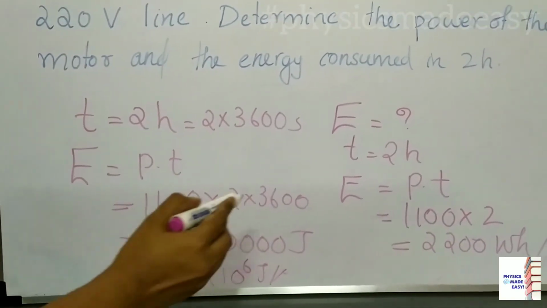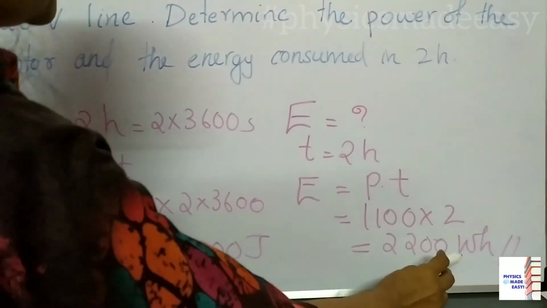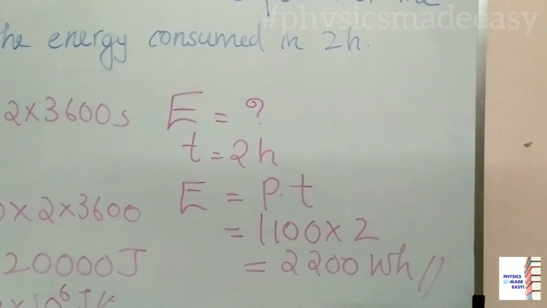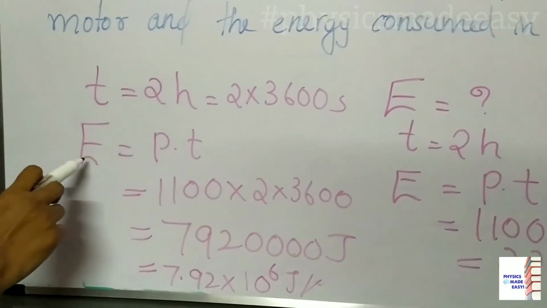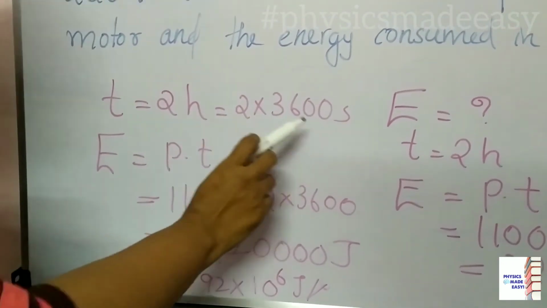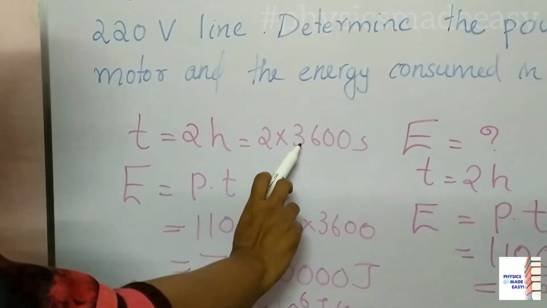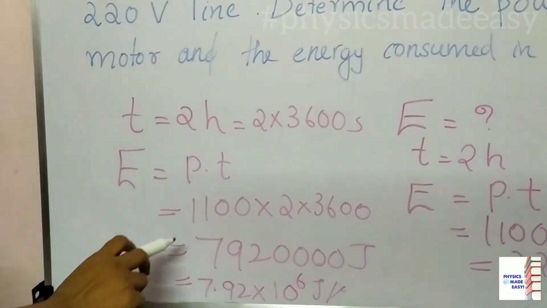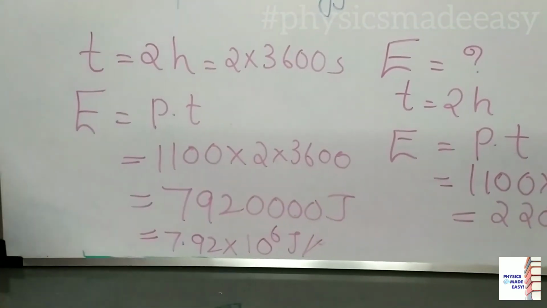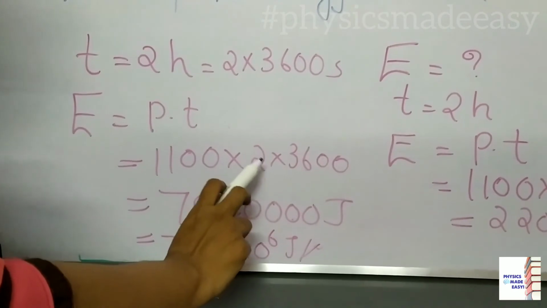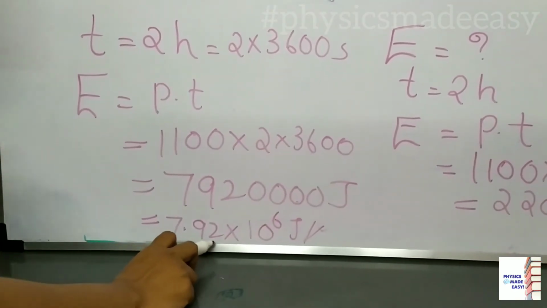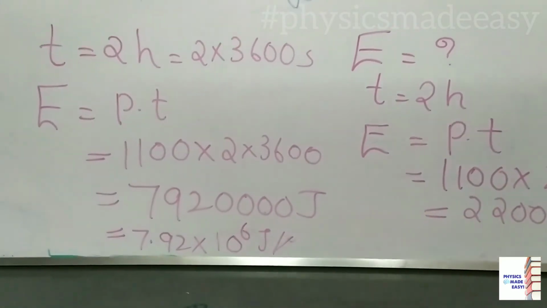Okay children, here you can see the electric energy in terms of watt hour, but it is better to find that in joule. So here you can use the same equation, E is equal to P into T, but you have to convert the time in hours to seconds. So 2 into 3600 seconds. Then if you substitute the values in this equation, 1100 into 2 into 3600, you will get this as 7.92 into 10 raised to 6 joules.